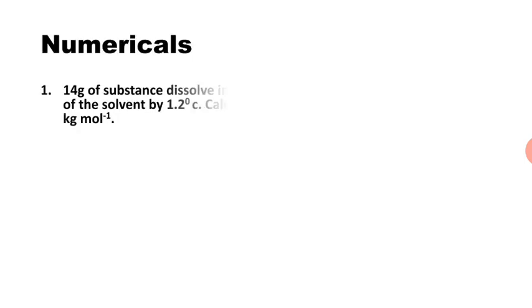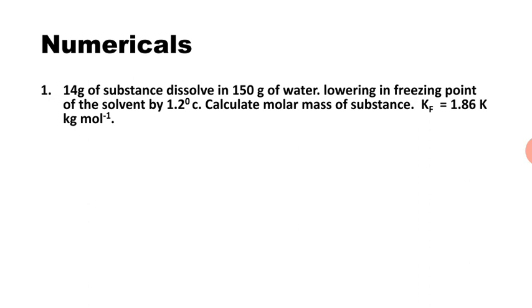Now we will solve the numericals. Let us see the first. 14 gram of substance is dissolved in 150 gram of water, lowering the freezing point of the solvent by 1.2 degree Celsius. Calculate the molar mass of the substance. The value of Kf is given, that is 1.86 K kg per mole.